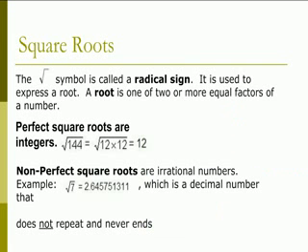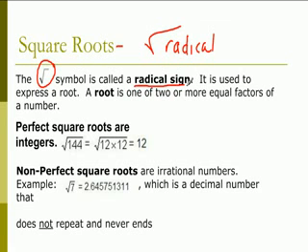The next thing we need to learn before we do the distance formula is square roots. This is the symbol for square root. It's called a radical sign, which is right here. It is used to express a root. A root is one of 2 or more equal factors of a number.